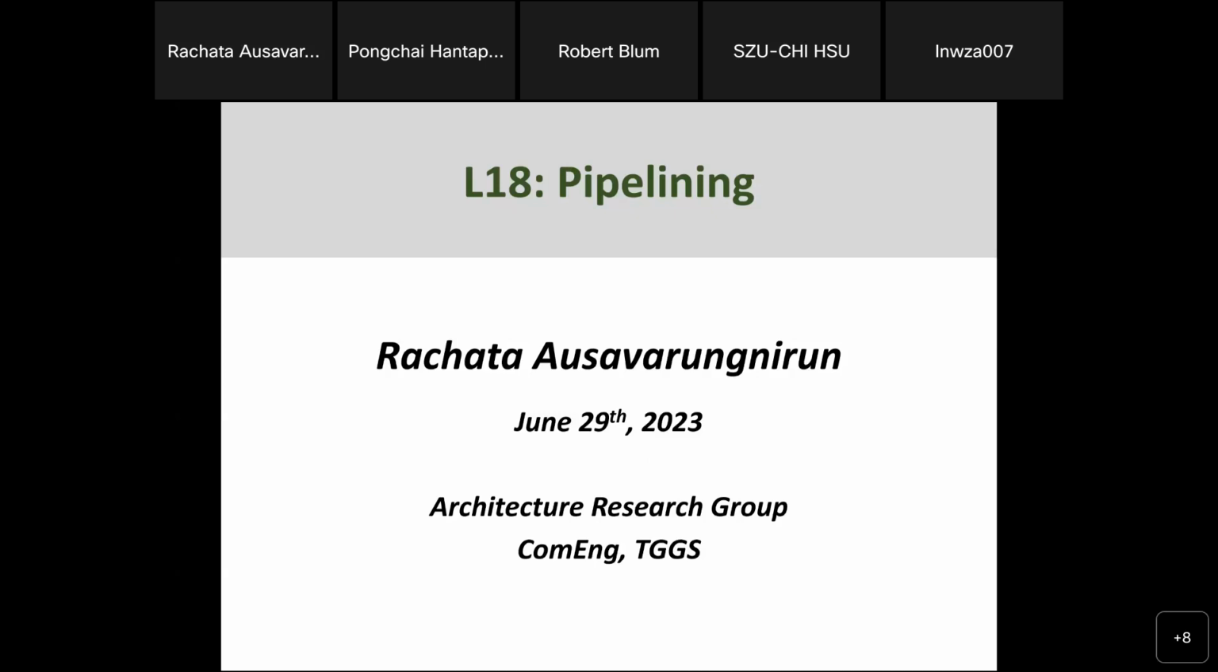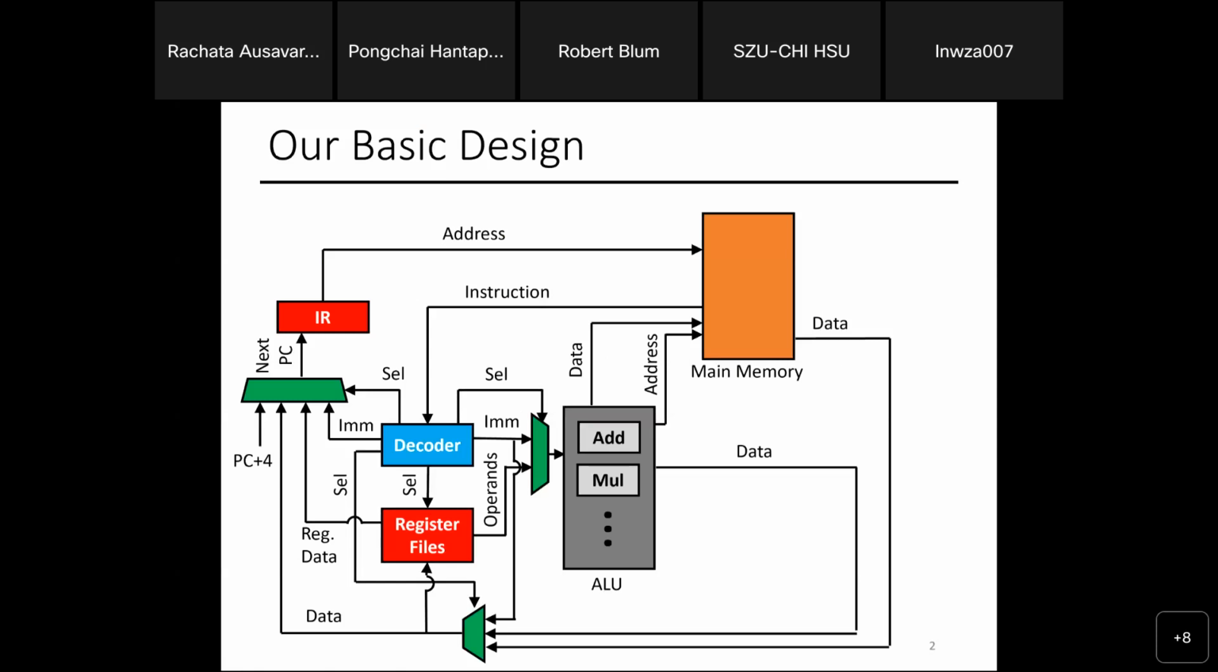Pipelining is basically the method where you stage your operations, so you can queue up more operations and they can share the resources, right? So let's go back to our basic design from Tuesday.